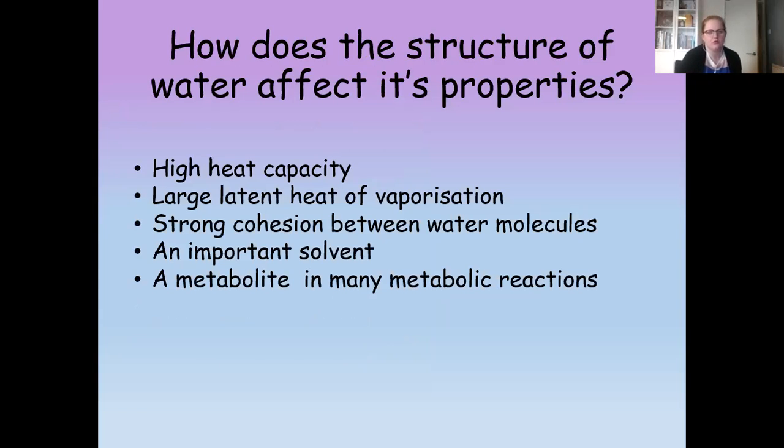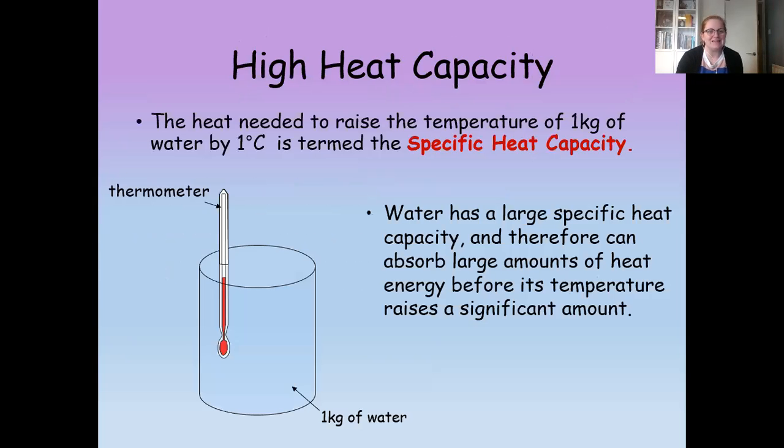They're two things that you'll have visited and spoken about at GCSE physics, so heat capacity and latent heat of vaporization. We have strong cohesion between water molecules, which is a sort of a new concept, but it's all to do with its polarity. It's all to do with various electrochemical forces, the idea of positive and negatives attracting. It's an important solvent, and it's a metabolite in many metabolic reactions. So we're going to look at the high heat capacity of water first.